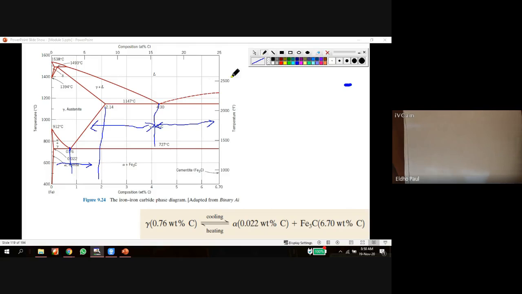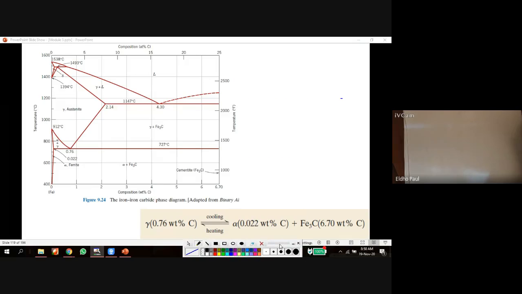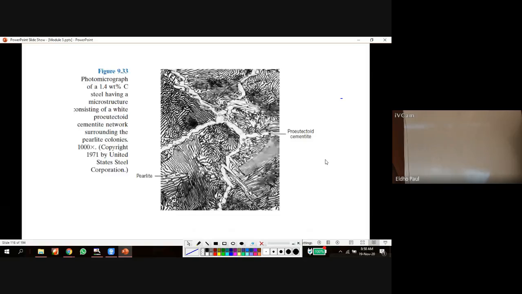Next I am considering a line in the hypoeutectic region. This is eutectic, so to the left is hypoeutectic. So what happens to the microstructure when it is cooling from this point to this point? Next I am going to explain that, because cast iron is also a part of the iron carbon equilibrium diagram, so we have to study the microstructure of cast iron also.